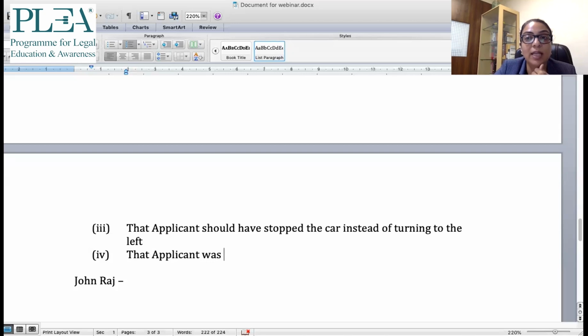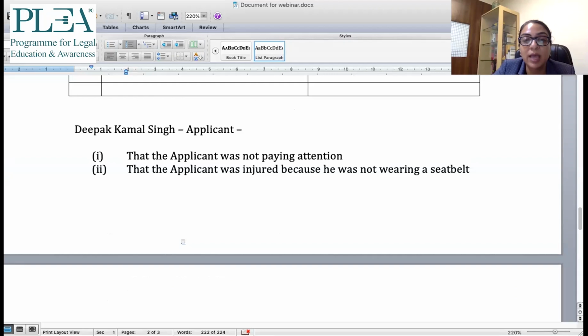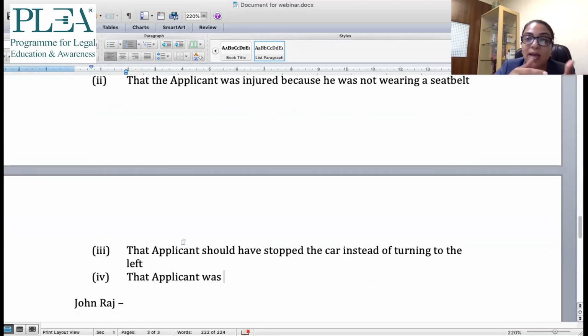Yeah. So if we are trying to look for an aim of cross-examination of the plaintiff or the applicant, then we have to get something in favor of the opposite party, right? So what are we trying to say here? That the applicant was speeding. If we can try and get that from his cross-examination, it will help the opposite party.